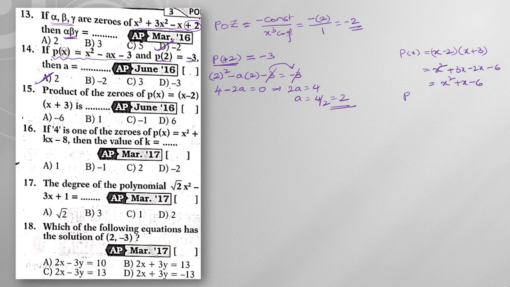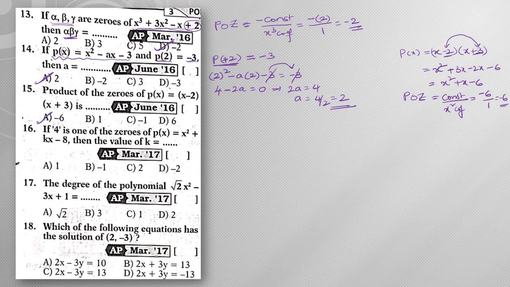Now what is he asking? Product of zeros. Already you know the product of zeros is given by the constant term by the x square coefficient, right? So what is the constant here? Minus 6 by the x square coefficient, which is 1, which is nothing but minus 6. Hence the answer is minus 6. Otherwise you can directly see the multiplication of these two: minus 2 into plus 3 is nothing but minus 6. So you can directly write.